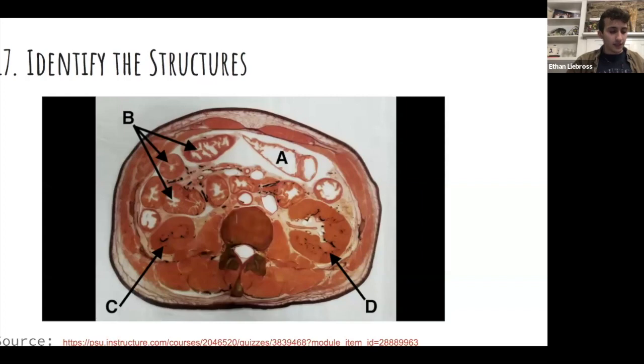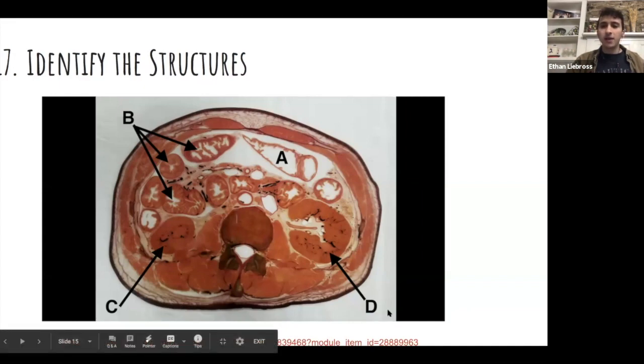So for 17, we're actually asked to identify these structures. So as I said, A over here is going to be the large intestine. It's a big open space. Over here, for some compare and contrast, is B. These are smaller structures, more surface area, more villi, and those are going to be the small intestines. And C and D make it kind of easy. These are the same anatomical structure, and they are the kidneys.